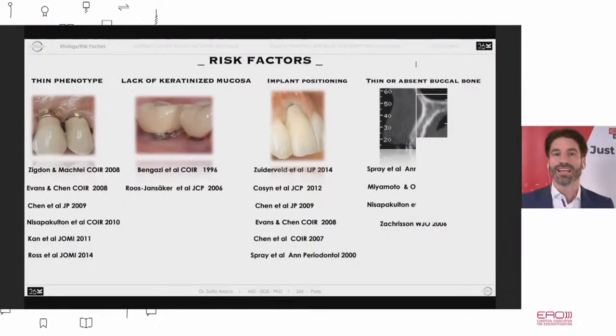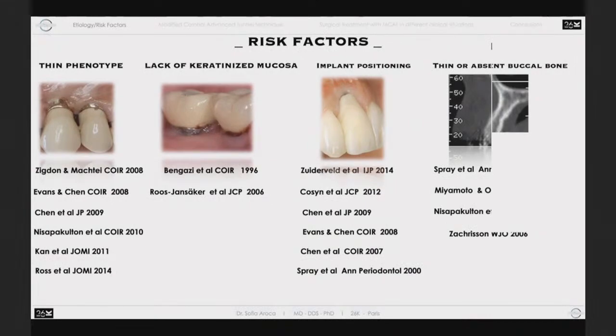We see it in both lists, right? It's both an etiological factor. Yes, a patient can have a thin phenotype, but as soon as I start to place an implant, it's no longer an etiological factor. It's a risk factor, because I, as a surgeon or as a dentist, need to address the thin phenotype and do something about it before I move on with the implant. That's the key difference that you would like to bring across, right?